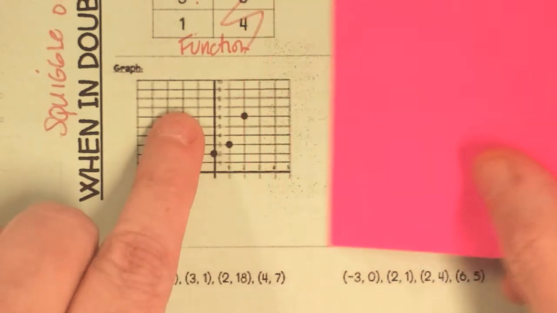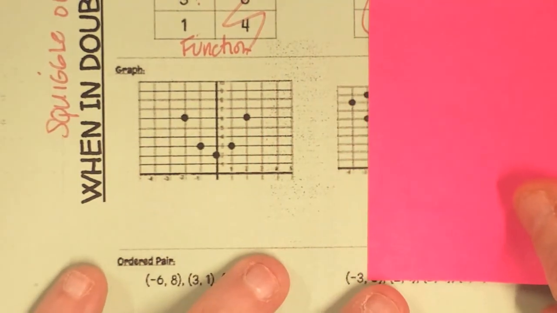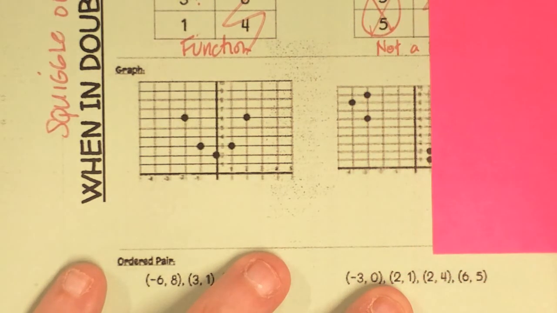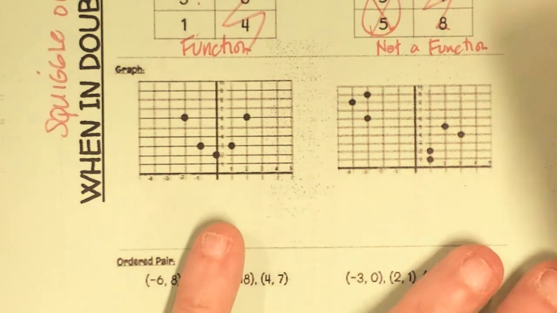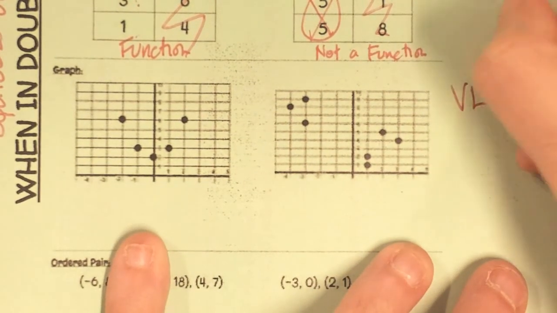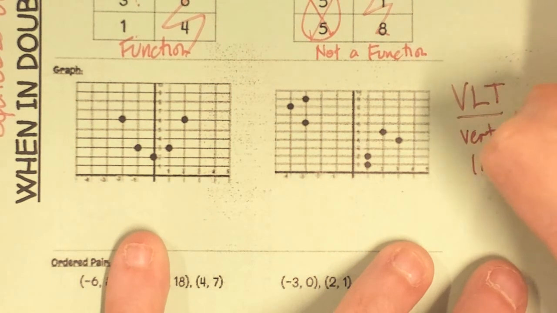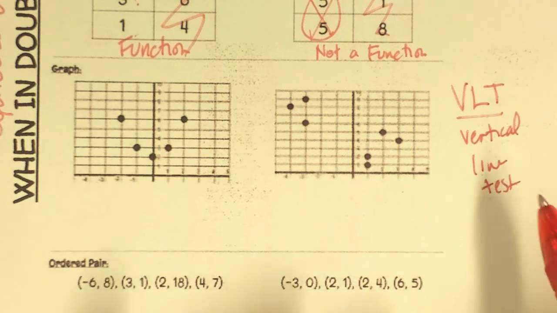Now this one, I don't see that happening. If you look over here, oh, right there, there's 2 dots. That means not a function. If I keep going, there's 2 dots. So they're on the same vertical line. And this is called the vertical line test, okay? And if you're trying to justify it, we call this VLT, which is the vertical line test.